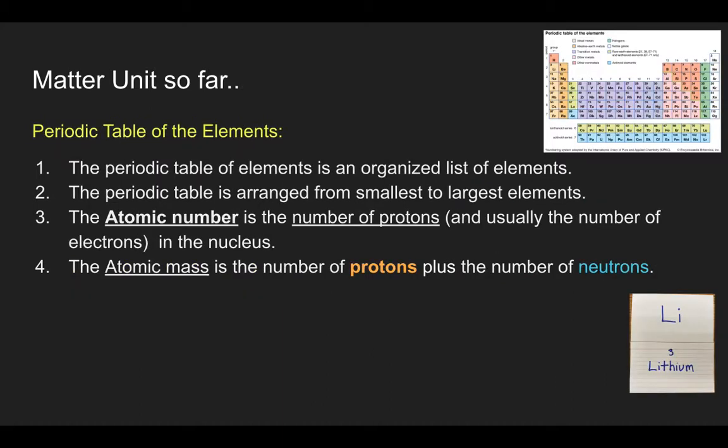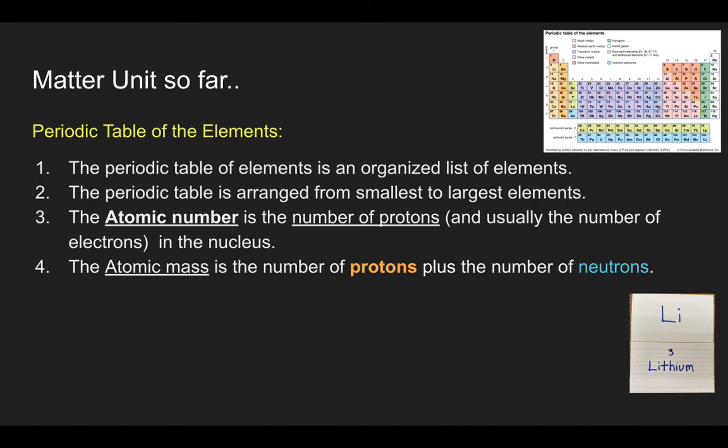We then took a look at the periodic table of the elements, and you were to memorize the first 18 elements. We should know that the periodic table of elements is organized as a list of all the elements known to humankind. The periodic table is arranged from the smallest to largest elements. So the smallest element is going to be in the upper left-hand corner with hydrogen, going all the way down to the largest elements down in the lower right.